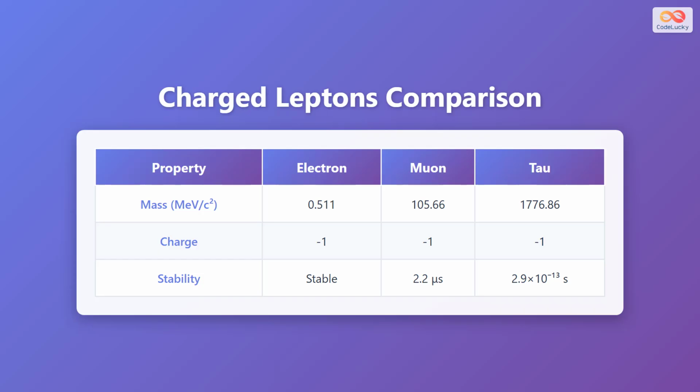Let's compare the 3 charged leptons side by side. In terms of mass, the electron is the lightest at 0.511 mega-electron-volts per c², the muon weighs in at 105.66 mega-electron-volts per c², and the tau is the heaviest at 1,776.86 mega-electron-volts per c². All 3 share the same electric charge of -1. However, they differ dramatically in stability. The electron is completely stable and does not decay. The muon has a lifetime of 2.2 microseconds, and the tau decays incredibly quickly in just 2.9 times 10 to the -13 seconds.